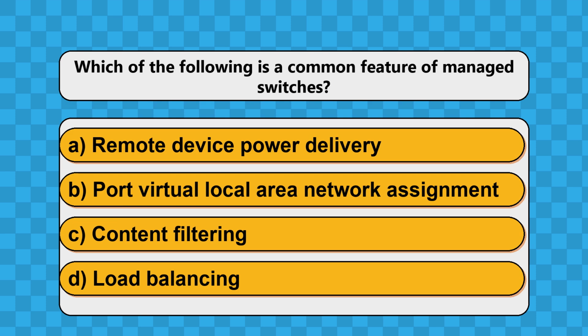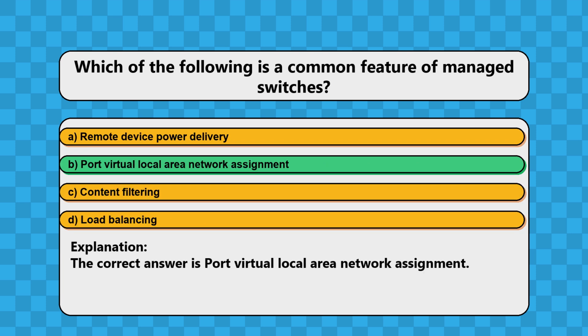Question 61. Which of the following is a common feature of managed switches? Option A, remote device power delivery. Option B, port virtual local area network assignment. Option C, content filtering. Option D, load balancing. The correct answer is option B, port virtual local area network assignment.